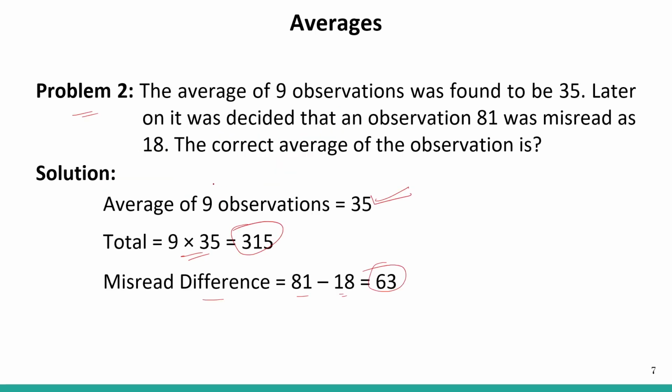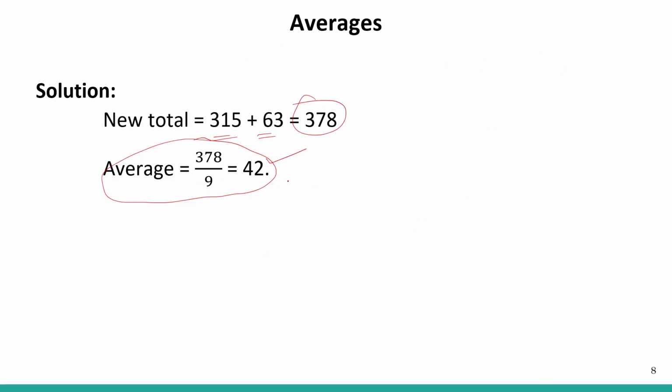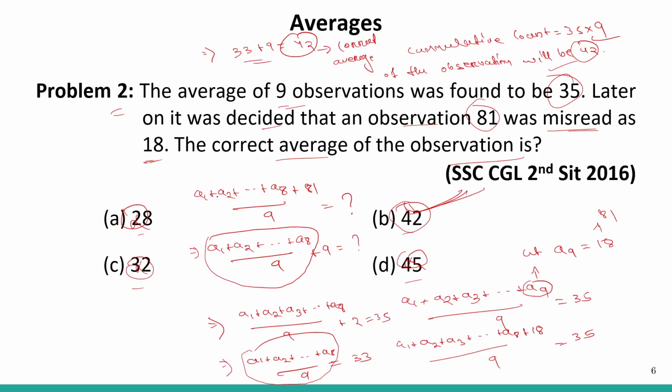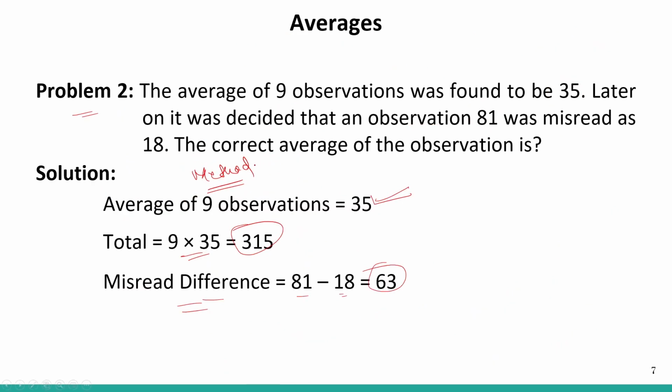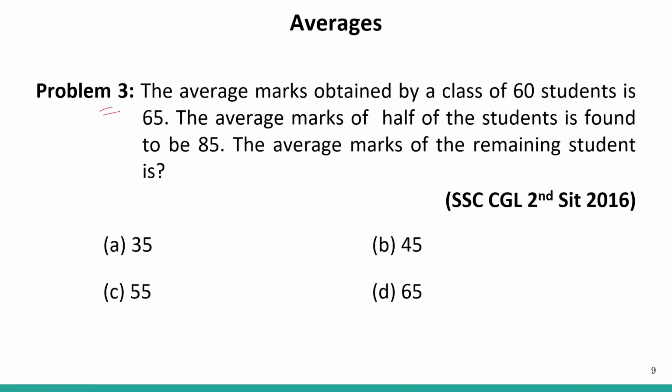Okay, so this is done by method 2. We can find the same answer using the cumulative count and the misread difference. This is how we get the answer with method 2, and this is what we did in method 1. This is a very fundamental method, so you can use this one or that one; it depends. Let's go forward with problem number 3.